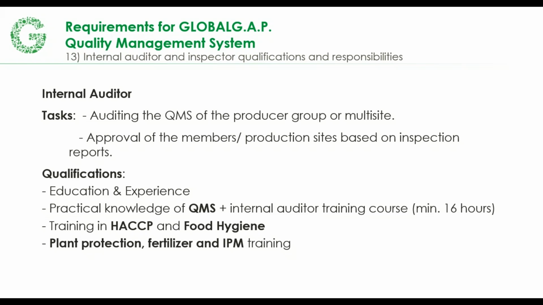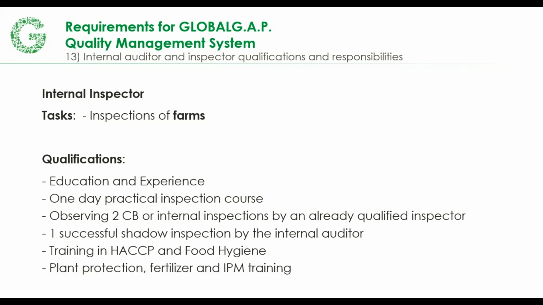So there are specific educational requirements. They of course have to have training in HACCP and food hygiene. And this example here is for crops, so plant protection, fertilizer, and IPM training would be specific to crops. But if there was a livestock group or an aquaculture group, then there would be separate scope-specific requirements. So this is the internal auditor. They're the one responsible for auditing the quality management system and approving the members based upon the inspection reports.